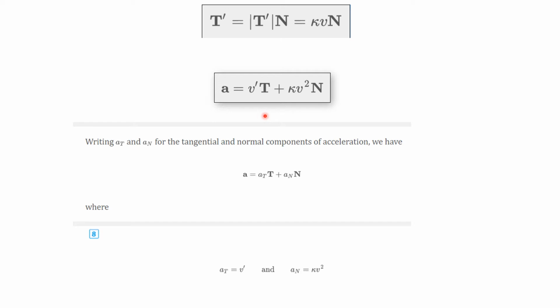So a then is equal to, in the tangent direction, v prime T, but in the other direction, it's going to be kappa, the curvature, times v, the scalar function, squared, times the normal vector, the unit normal vector. And you see now we resolve this into components in those two directions. And so this is a sub T, this is a sub N, and by identifying the components, these are the components in those directions.